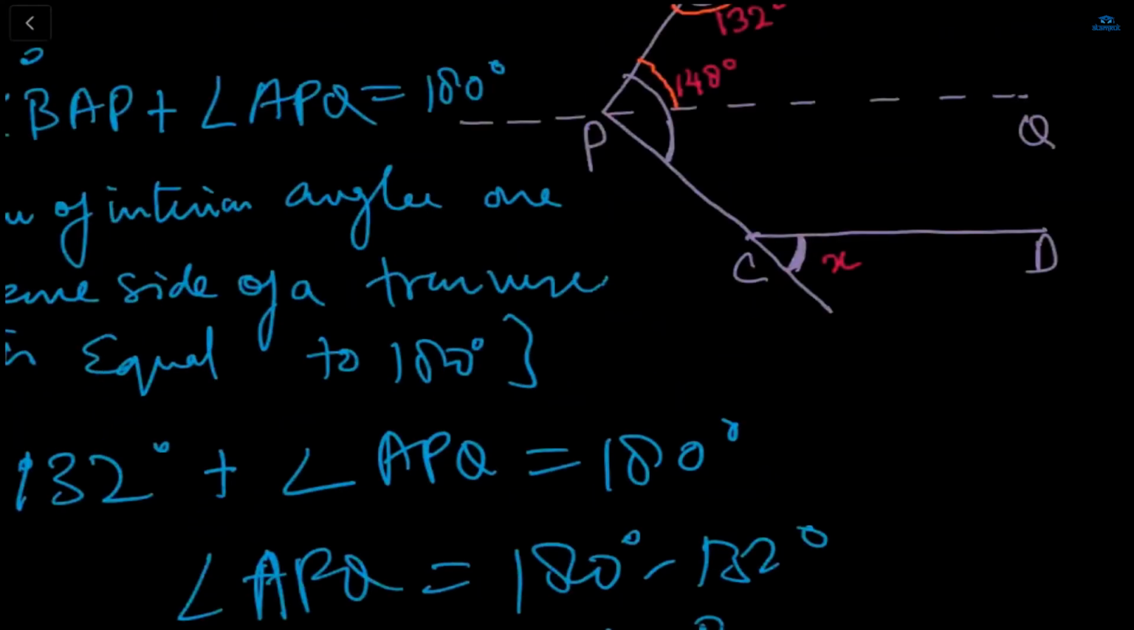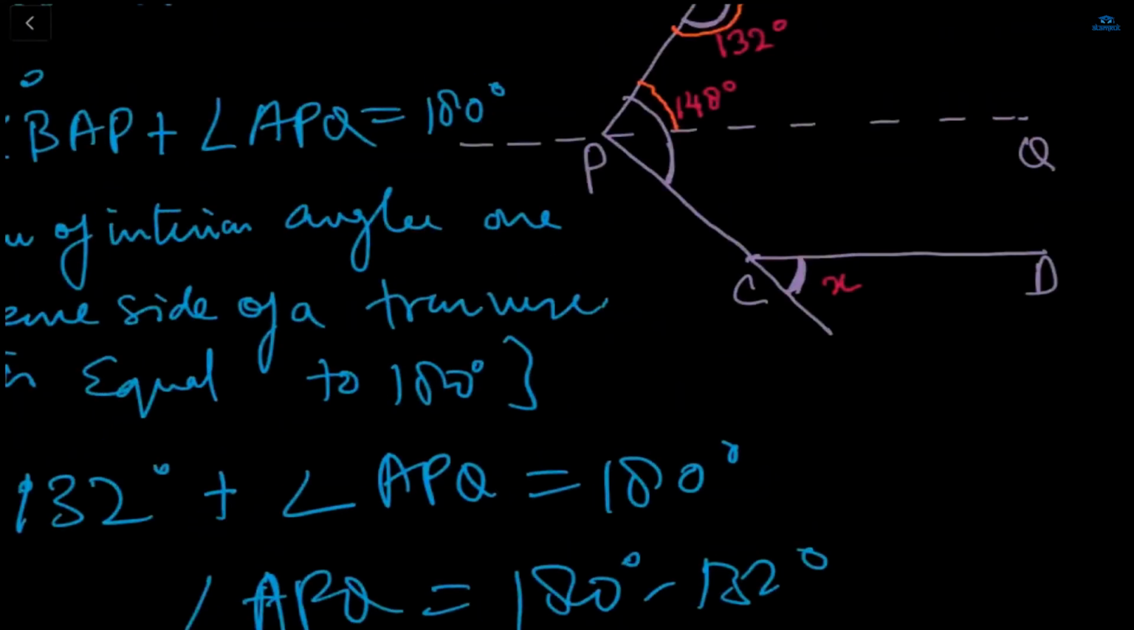Now we have to find the value of X. If you see PQ is parallel to CD, that means angle X will be equal to angle CPQ. I'll draw a different line. This angle will be equal to this angle or not? Tell me, yes or no? If PQ is parallel to CD, these two angles will be equal or not?